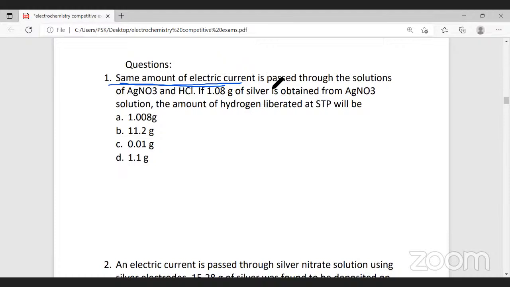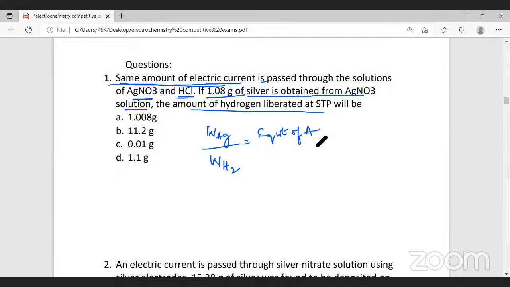Now, the same amount of electricity is passed through the solution of silver nitrate and HCl. If 1.08 grams of silver is obtained from the silver nitrate solution, the amount of hydrogen liberated at STP will be what? So what will be the formula we can write? Since they have given silver nitrate first, I can write weight of silver divided by weight of hydrogen is equal to equivalent weight of silver divided by equivalent weight of hydrogen.